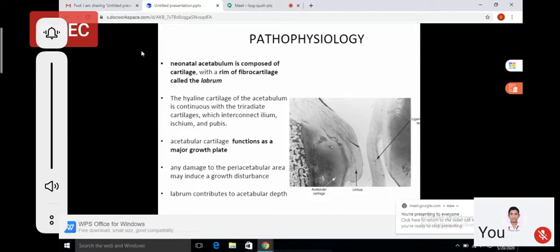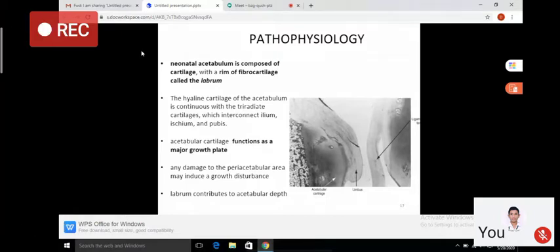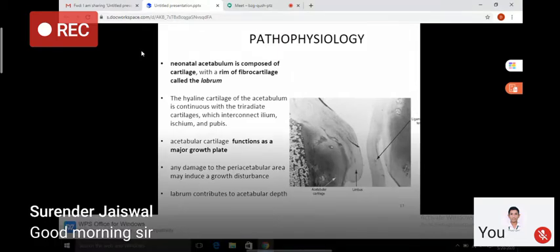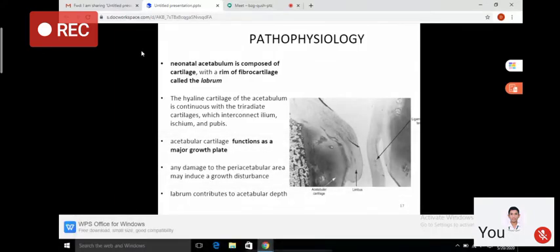Good morning to all. Now, continuing the topic CDH, or you can call it DDH more scientifically, it is developmental stage of it. Previously, we have discussed the position, incidence, factors responsible for this. Now, coming on to pathophysiology.